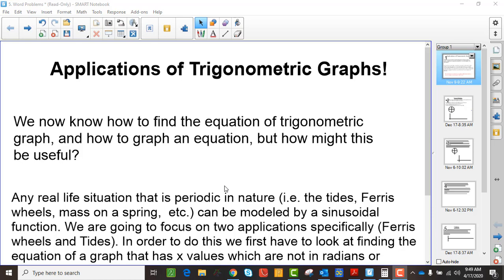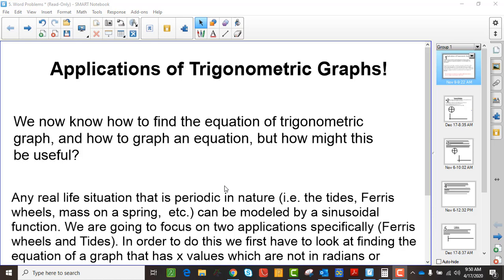A couple other situations: anything that is cyclical, like the tides. We live in Saint John, New Brunswick, which has some of the highest tides in the world. So you're well aware of the change in the tides. It goes from high tide to low tide, back to high tide, low tide, back to high tide, and it does that in a cyclical way. So we can actually model the height of the water using a sine function because it's going to come up and down and up and down. Anything that goes around as well, any sort of wheel. So water wheels, Ferris wheels.